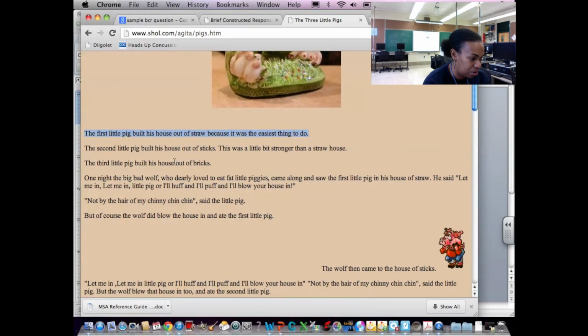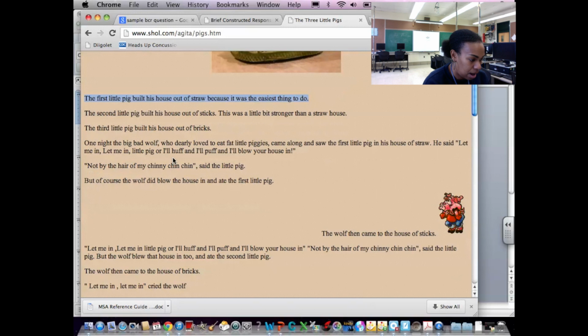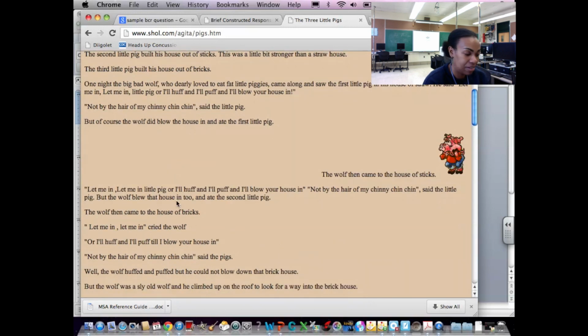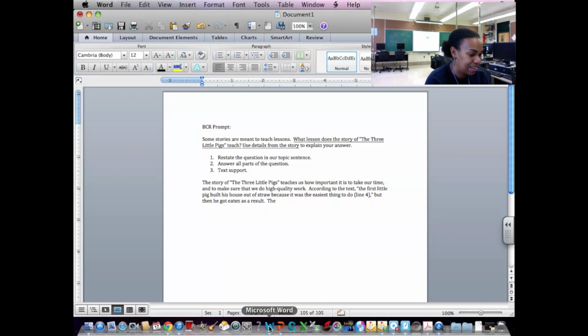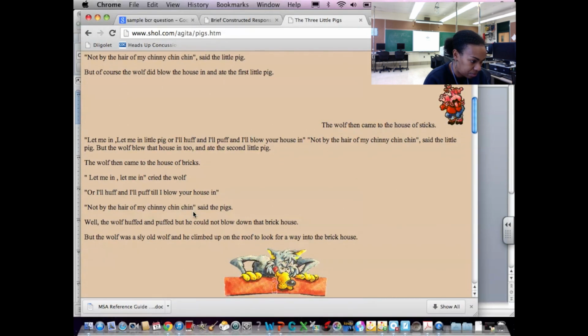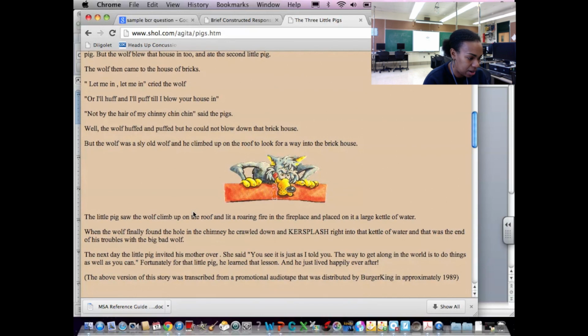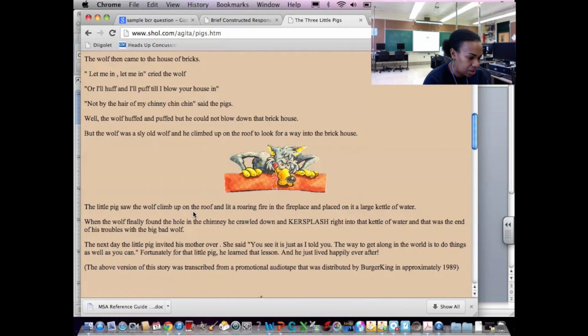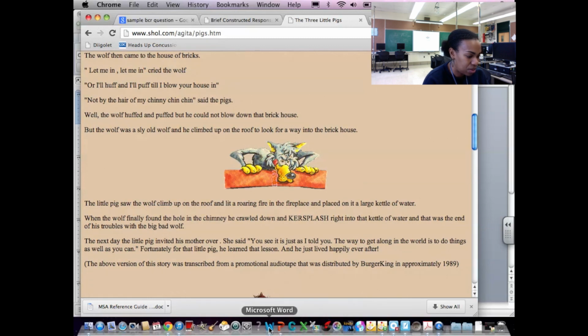So we have the second little pig who built his house out of sticks. But the wolf ate him too. Ooh. Okay, so here we could put the same thing happened to the second little pig who built his house out of sticks. Yikes. But let's see what's happened to the third little pig. So the third little pig, okay, so here we have the third little pig who built his house out of bricks.